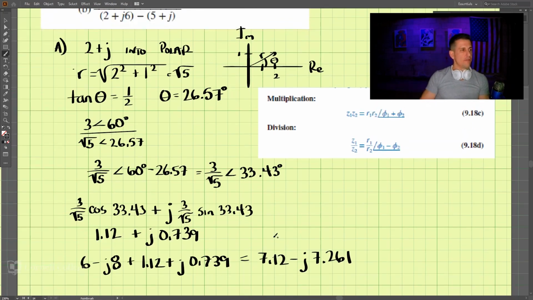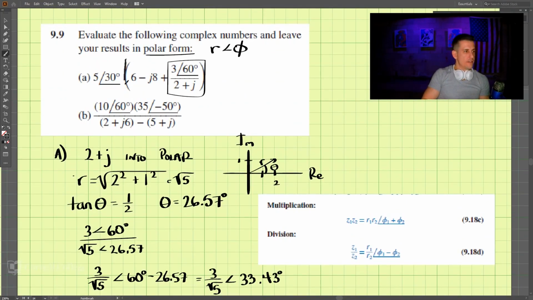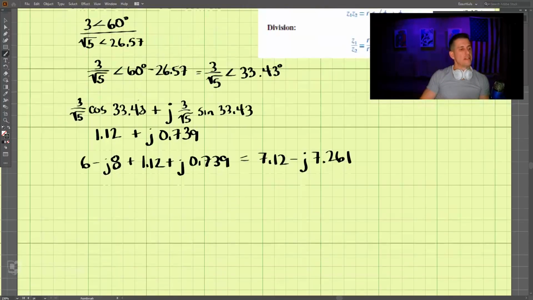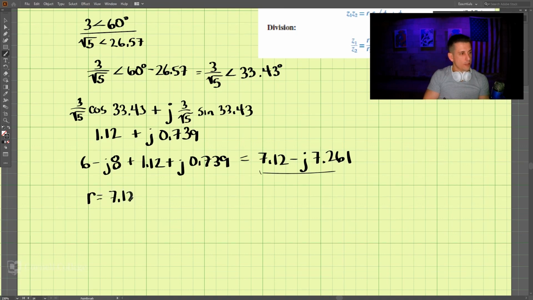Okay, so we have all of this done. We have this answer, and now we just need to multiply it by this value. So we need to then flip this into polar form. So moving this to polar form, we have r is equal to the square root of 7.12 squared plus 7.261 squared.